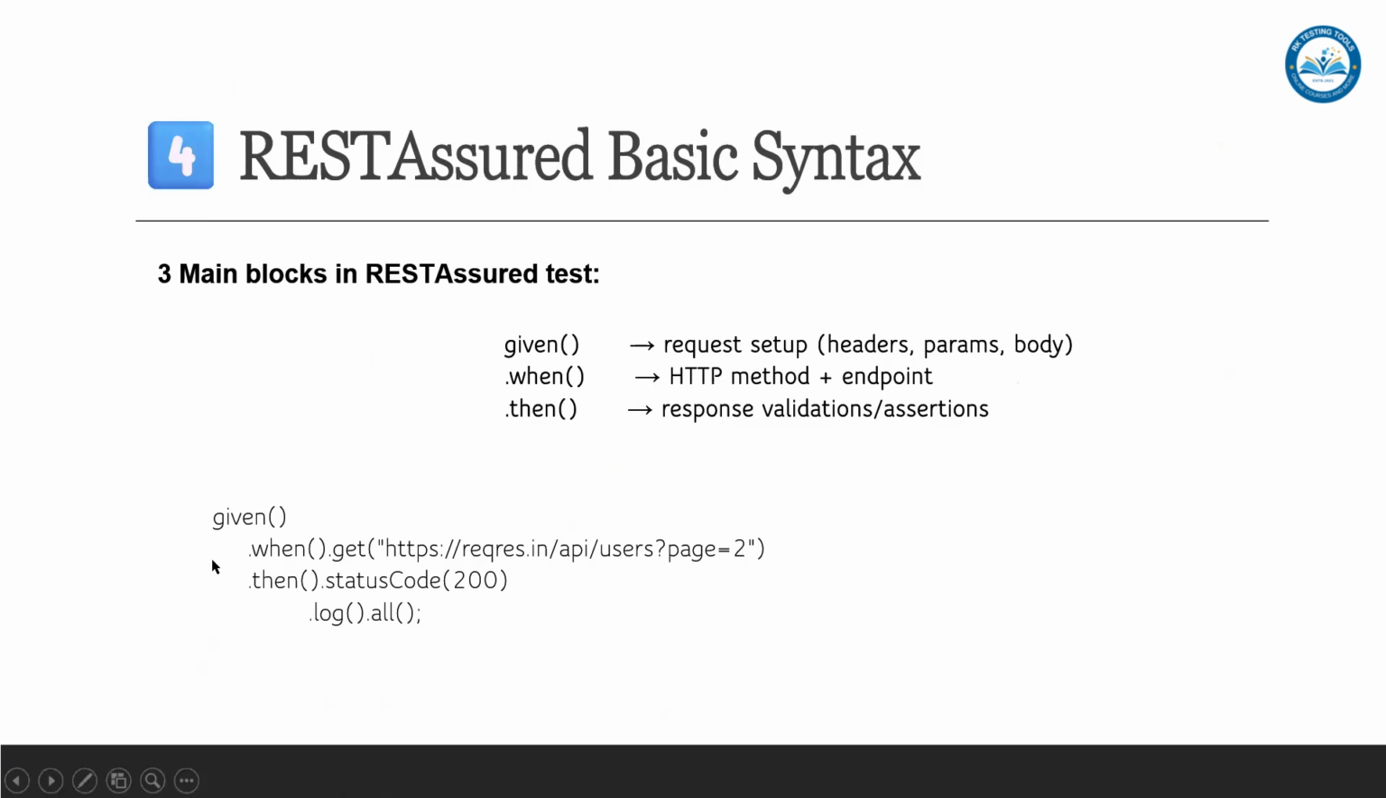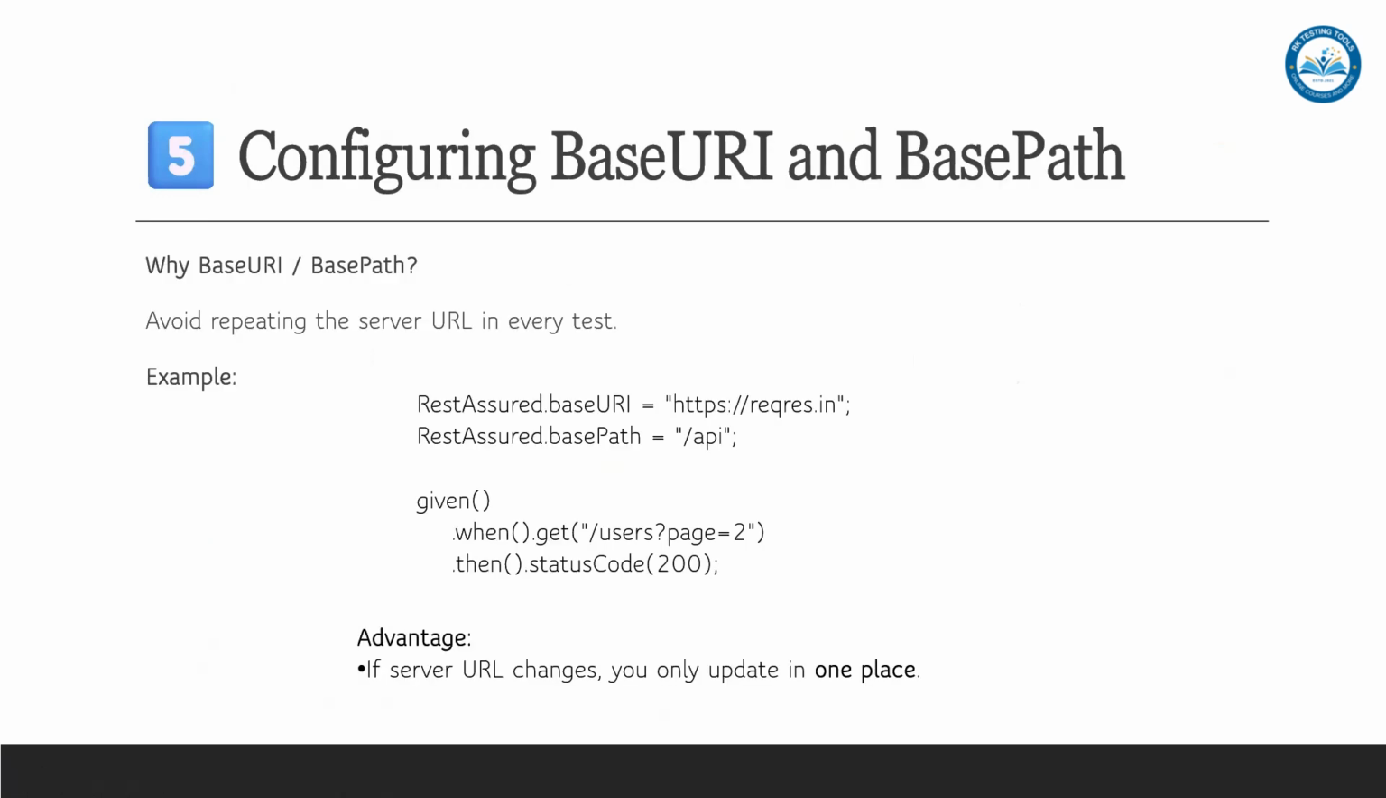So this is a sample: given dot when dot get of request URL dot then we are verifying the 200 status code, and then we are logging everything. That means logging the request information in the console, and configuring the base URL and base path.